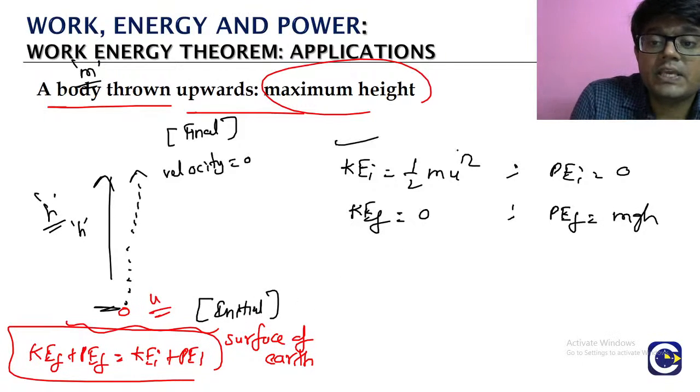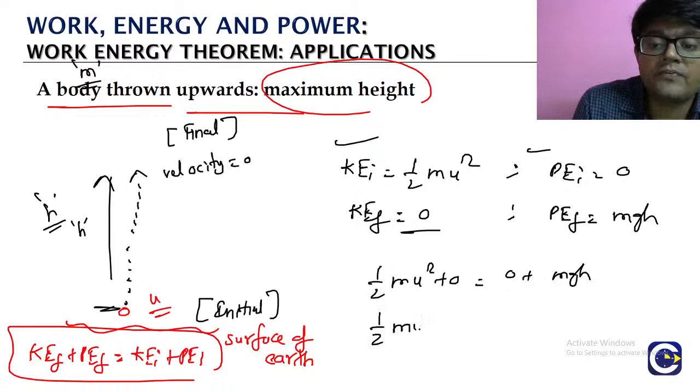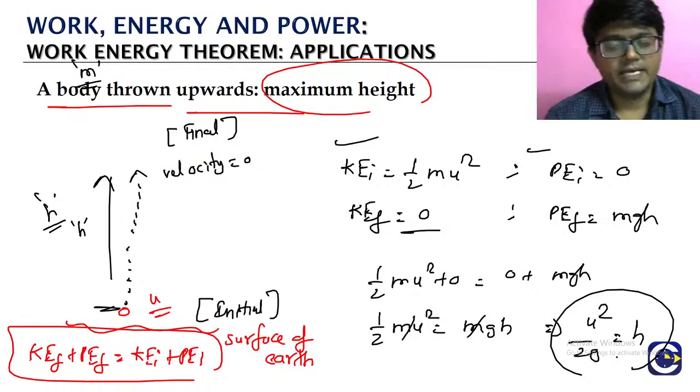What is it? K initial plus P initial, means half m u square plus 0 is equal to Ke final plus Pe final, 0 plus mgh. அங்கே என்ன வரும்? half m u square is equal to mgh. m cancel ஆயிடும். So பாருங்க, u square by 2g is equal to h. இதுதான் maximum height.